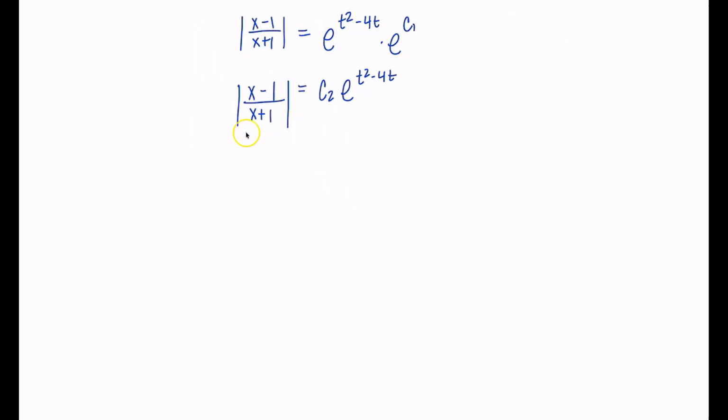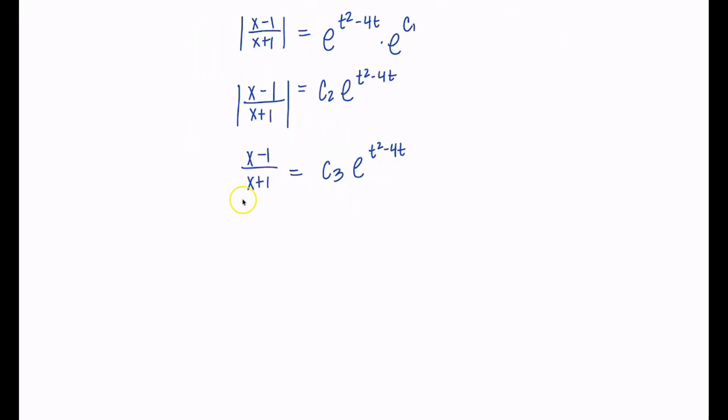I'm at this point where I have these absolute value bars here. And so what that means is that this is technically going to be plus or minus if I want to drop the absolute value bars. So x minus 1 over x plus 1 is equal to plus or minus c2 e to the t squared minus 4t, but this is a generic constant, so it's going to absorb the plus or minus. So this is potentially some other generic constant, so we'll call it c3 now. And so I have x minus 1 over x plus 1 equals c3 e to the t squared minus 4t.